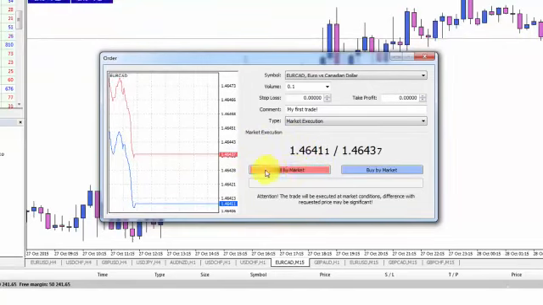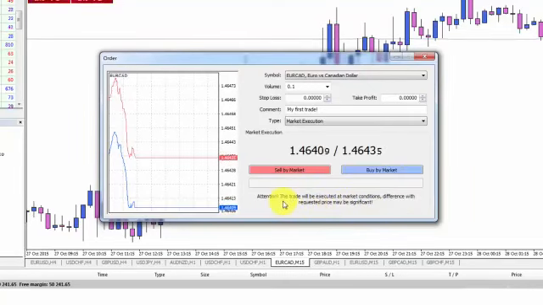And the sell orders, they're opened at the bid price, and they're closed at the ask price when you close them. So there we go. What do we have here? We've got a warning: the trade will be executed at market conditions. Difference from requested price may be significant. So be aware of that. Yes, MetaTrader 4 isn't a magical platform. It can only buy and sell at the prices that exist on the market.